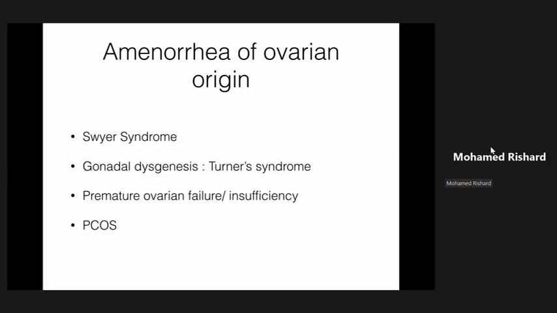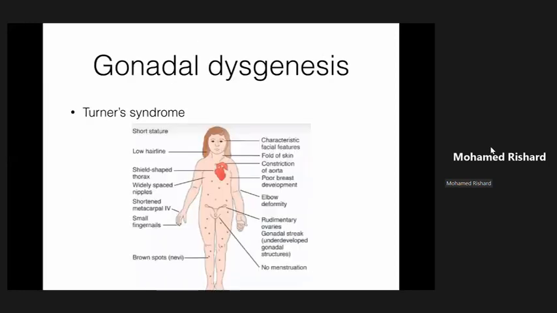Causes of ovarian origin. There is something called Swyer syndrome. These are primarily dysgenesis of the ovaries. Turner syndrome is a chromosomal X-monosomy condition with ovarian dysfunction. All the primordial follicles become atrophic, and they present with primary amenorrhea. Sometimes premature ovarian failure can lead to primary or secondary amenorrhea also. Sometimes young girls can become obese and develop polycystic ovarian syndrome and they don't menstruate. So that also can lead to primary amenorrhea. Okay, so all these are causes.